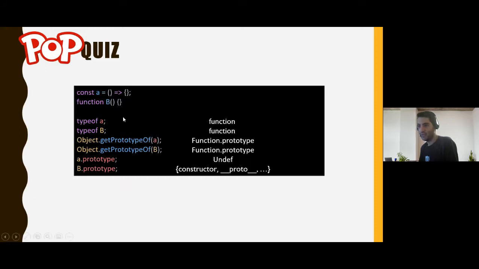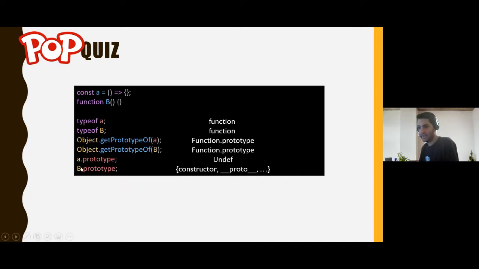And here we have some examples of what we mentioned before, arrow functions and functions. Here we have a const a, which is an arrow function, and we have a function b, which is an empty function. So if I do typeof a, it's a function, and also typeof b. And if I search for the prototype of a and b, they both have the prototype of a function.